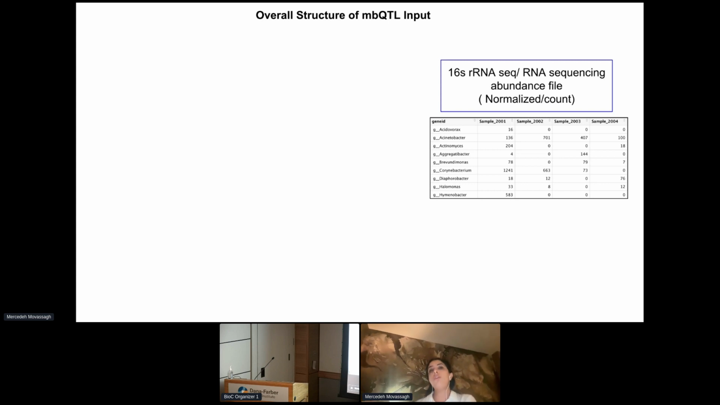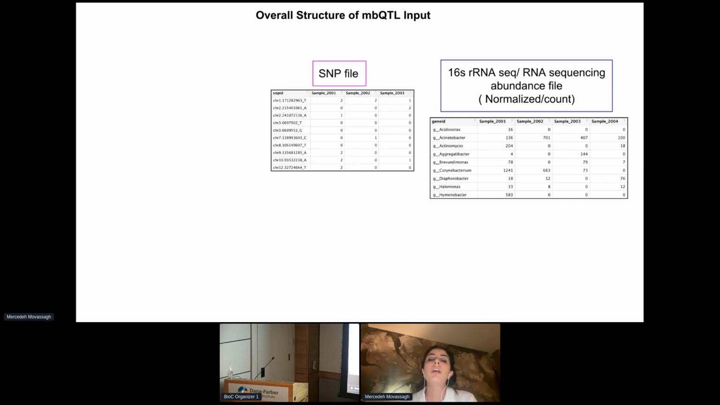So what is the overall structure for input of mbQTL? For 16S rRNA sequencing data and RNA sequencing data, you have an abundance file. That could be normalized abundance. As I said, you have to make sure that your data is normalized in a way that you can actually integrate it into a GWAS. Or it could be count, depending on what model you're going to use, and I'll speak a little bit more about that.